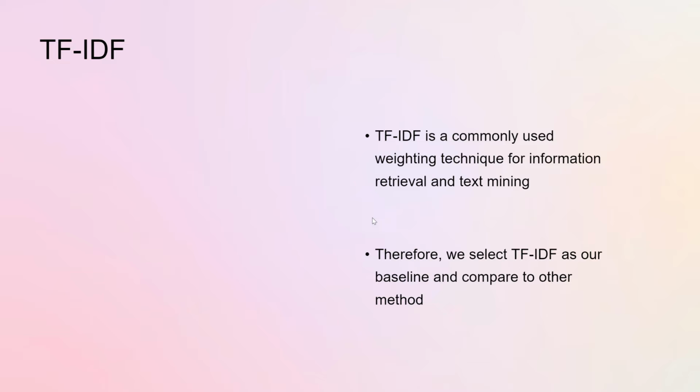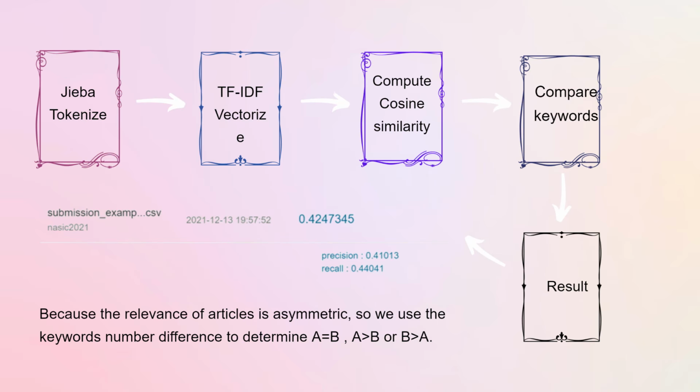TF-IDF is a commonly used weighting technique for information retrieval and text mining. Therefore, we select TF-IDF as our baseline and compare it to other methods. And the figure is our process. First, we use JBar to tokenize. Second, we use TF-IDF to vectorize. And then we compute the cosine similarity between the 2 articles.